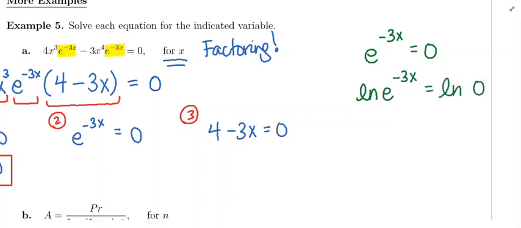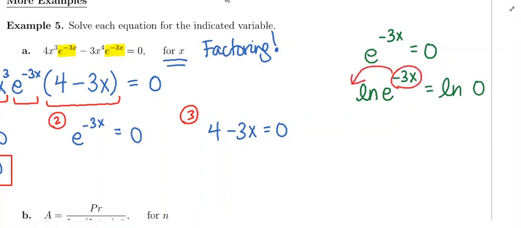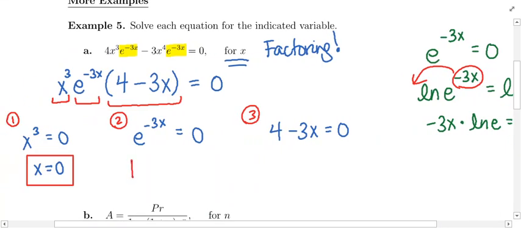Okay, on the left side, you can bring the power down. So we're going to get negative 3x times the natural log of e is equal to the natural log of 0, but guess what? This is a big no-no. You cannot take the natural log or any logarithm of 0. So this particular equation has no solution.